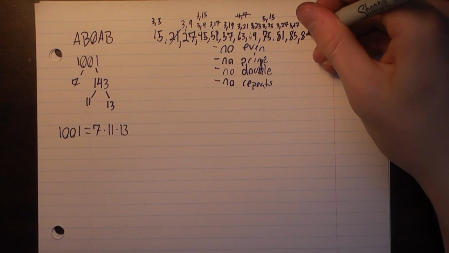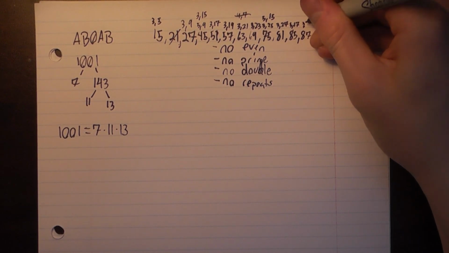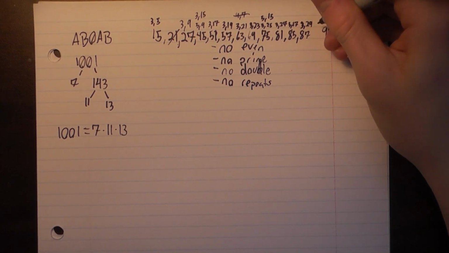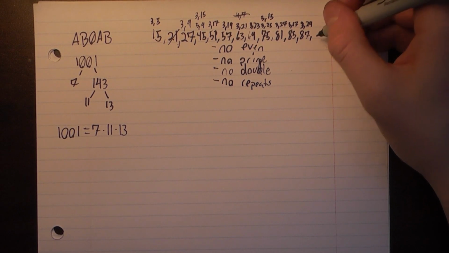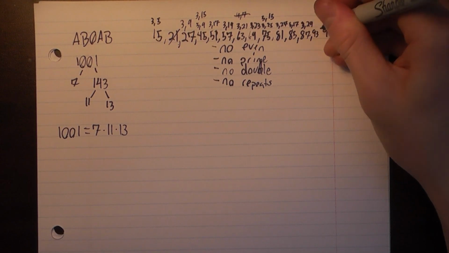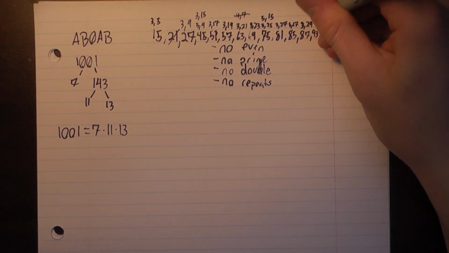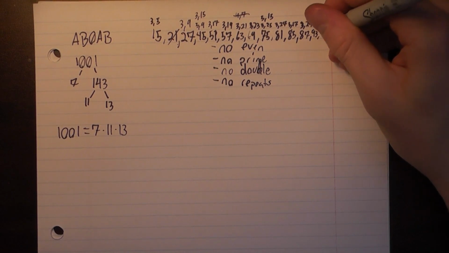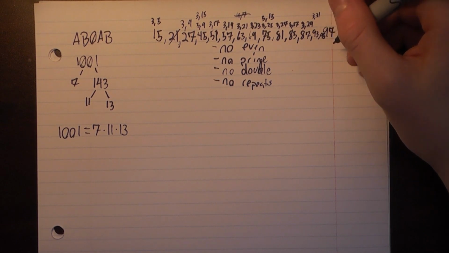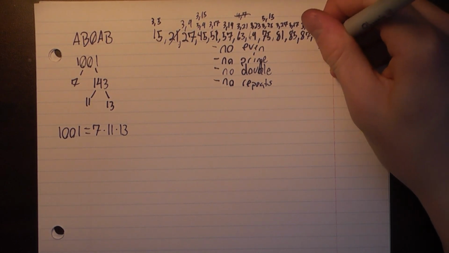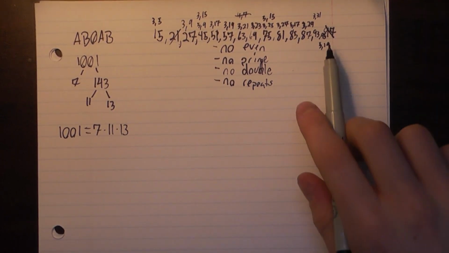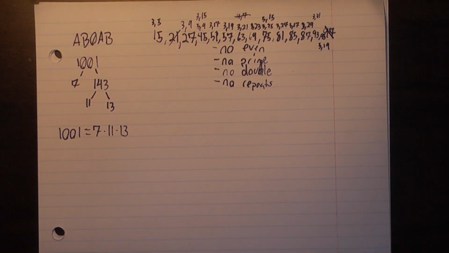87 is divisible by 3 and 29. 89 is a prime number. 91 is only divisible by 13 and 7. 93 is divisible by 3 and 31. And then 95, sorry, I'm kind of cutting off a little. But 95 is divisible by 5 and 19. And 97 is a prime number, so it doesn't even count. So our actual max was 95.